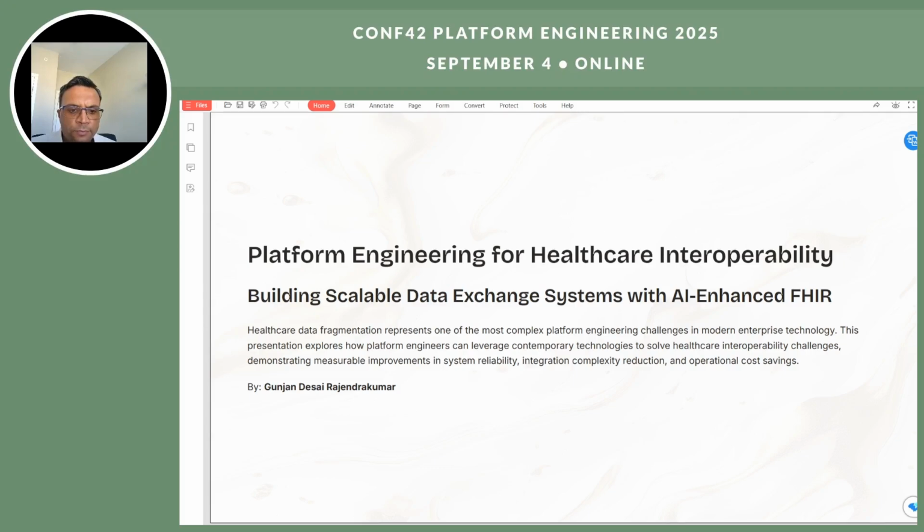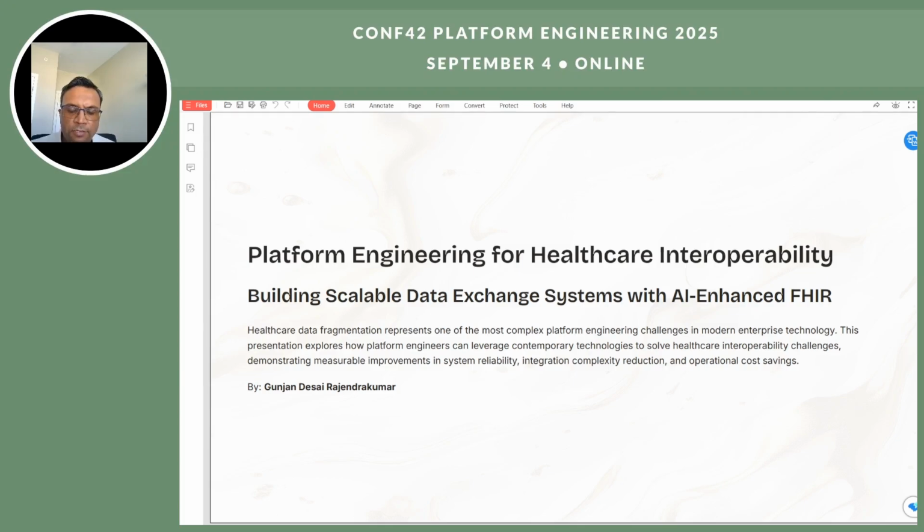I would like to start with a simple question. What happens when a patient arrives in an emergency room and their medical history isn't accessible? Too often, doctors have to make decisions without knowing about prior allergies, test results, or treatments. This isn't an IT challenge, it's a human challenge.